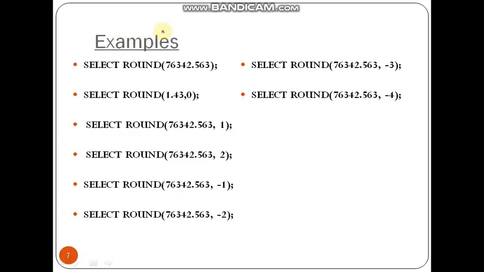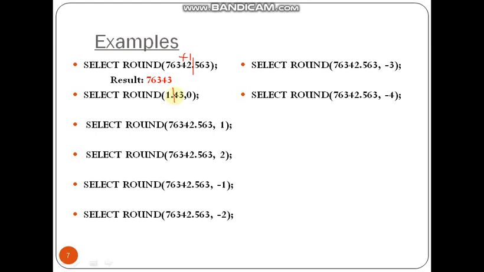Let's see some examples. Round off 76342.563. The second argument is missing, so it is 0. That means I am rounding to the nearest integer. The digit coming to the right of the set position is 5, which is above or equal to 5. So 1 needs to be added to the digit in the set position, that is 2. 2 plus 1 is 3. So the answer is 76343.